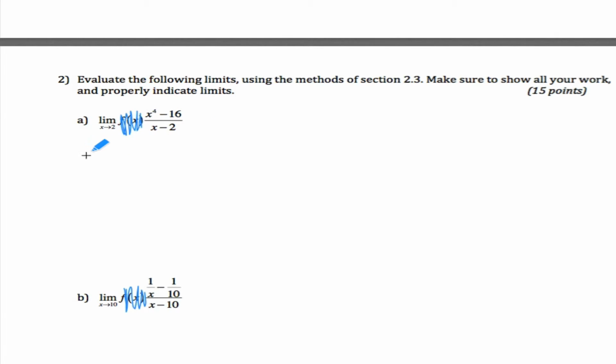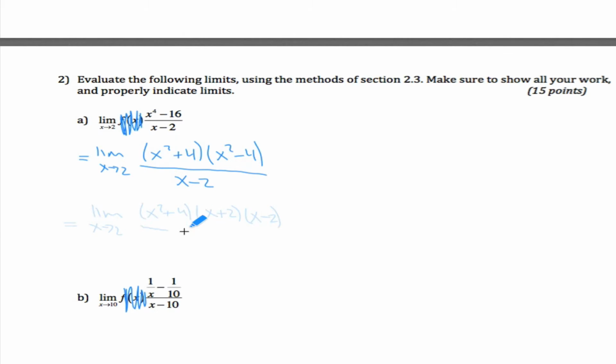So what I have to do is some factoring. This is equal to the limit as x approaches 2 of, and then factor this out. It's a difference of squares, so it's x squared plus 4 times x squared minus 4 over x minus 2. I still can't cancel out an x minus 2, but I have another difference of squares up here. So I could factor further: the limit as x approaches 2 of x squared plus 4 times x plus 2 times x minus 2, divided by x minus 2. And now I can cancel out these x minus 2's. Well, can't just cancel them out, but because I have a limit here, I can say that that limit is equal to this limit.